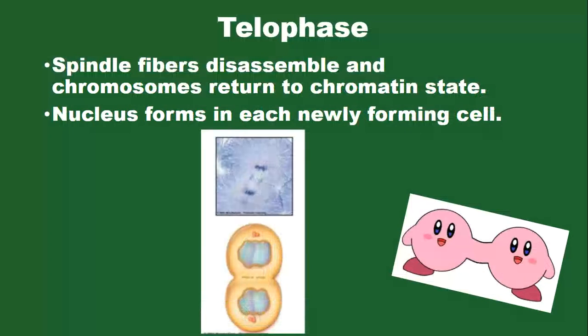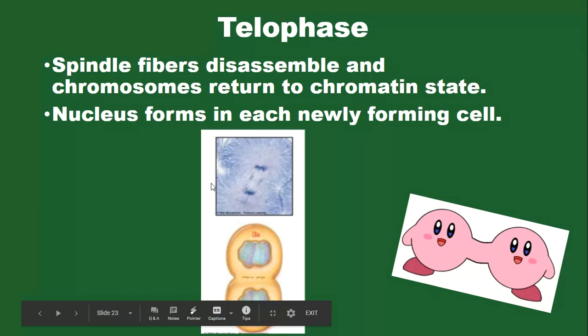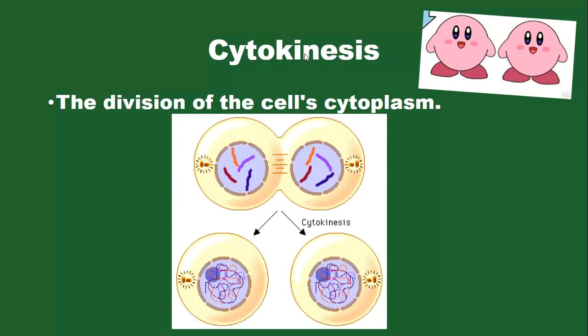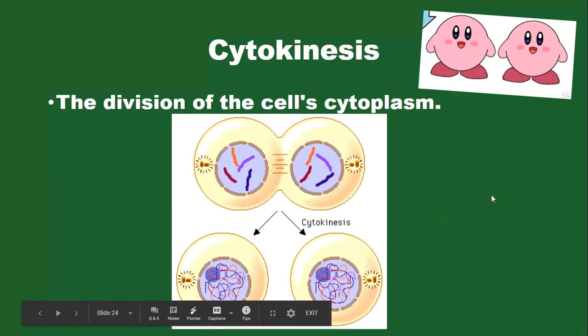Next, we have telophase, where the spindle fibers start to disappear, and then the nucleus starts to form back, and the cells are actually starting to split up here. And so this part where they actually pinch off is called cytokinesis. So we're splitting into the two cells.